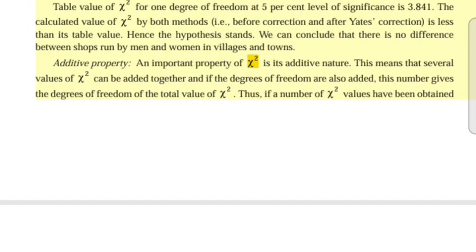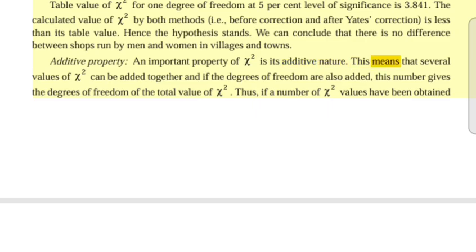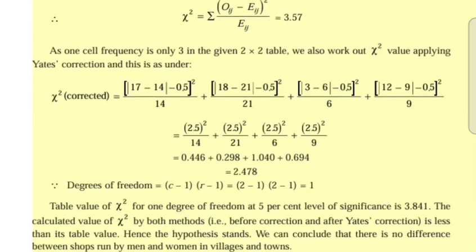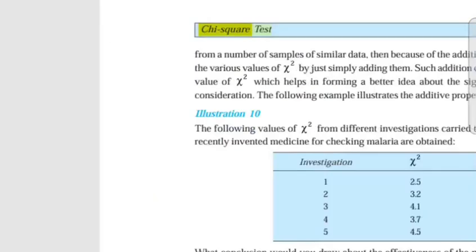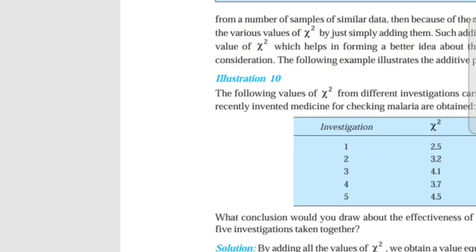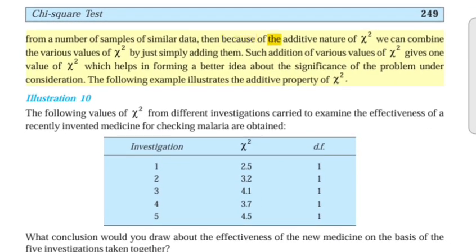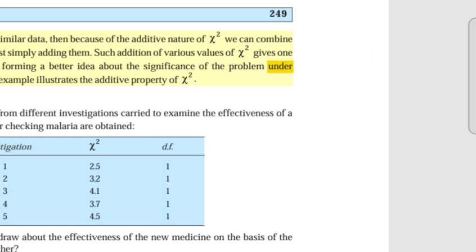This means that several values of Chi2 can be added together, and if the degrees of freedom are also added, this number gives the degrees of freedom of the total value of Chi2. Thus, if a number of Chi2 values have been obtained from a number of samples of similar data, then because of the additive nature of Chi2 we can combine the various values of Chi2 by simply adding them. Such addition of various values of Chi2 gives one value of Chi2, which helps in forming a better idea about the significance of the problem under consideration.